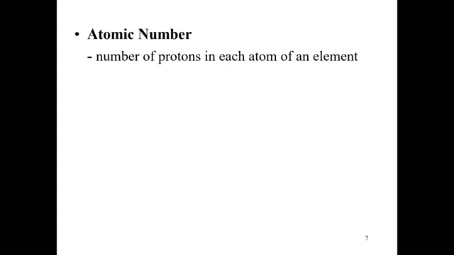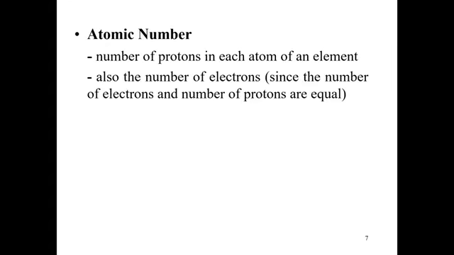What is an atomic number? An atomic number is the number of protons in each atom of the element. Each element has a unique atomic number, which is based on the number of protons. However, it is also the number of electrons, since most atoms have equal amounts of protons and electrons. It can be either, but it's better to count protons instead.